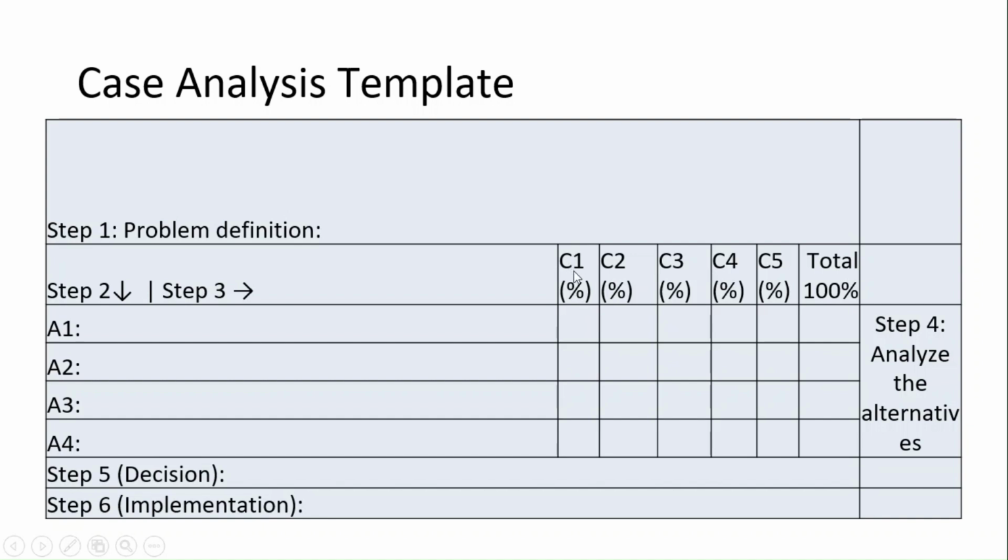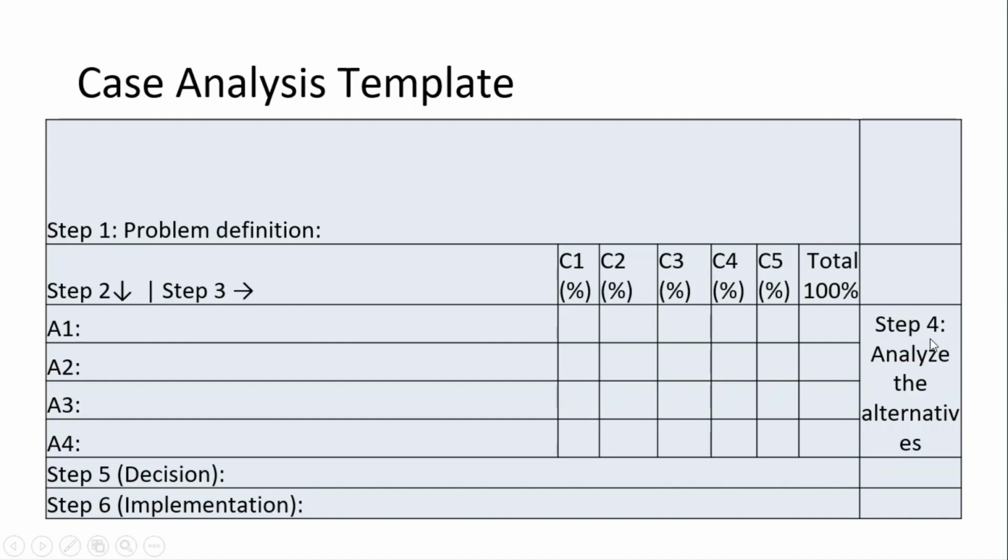C is step 3, which is criteria. So you have here 5 criteria, but you might have more or less criteria. Now you see here percentage, this is the weight for each criteria that you want to give based on the case.